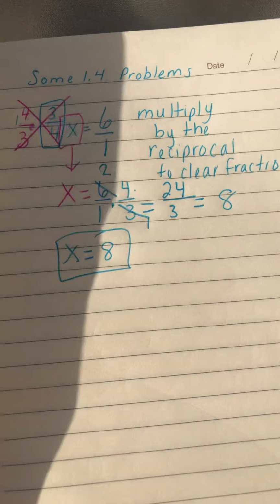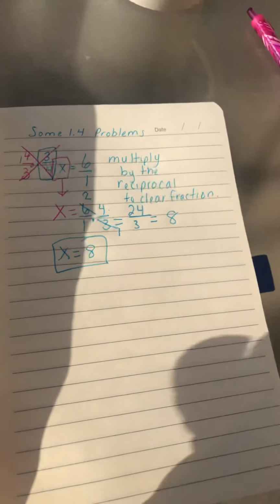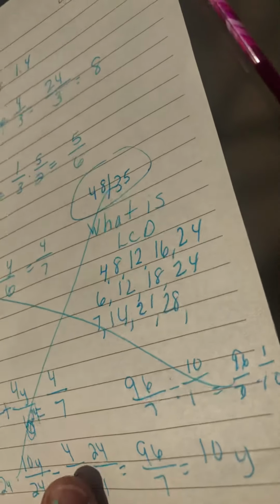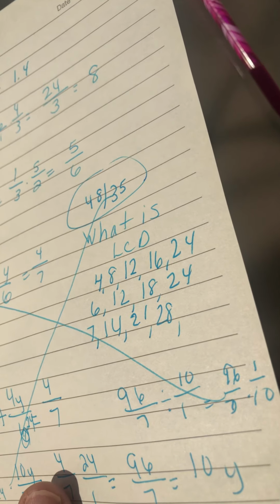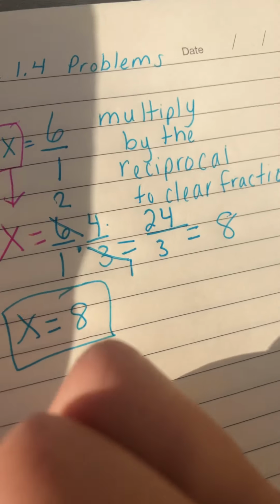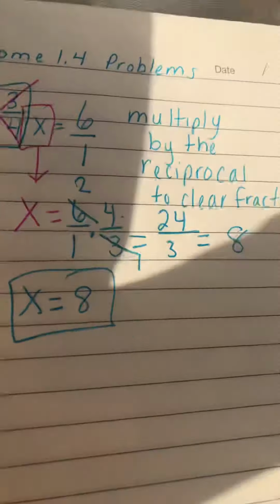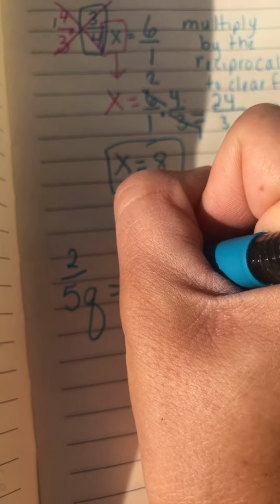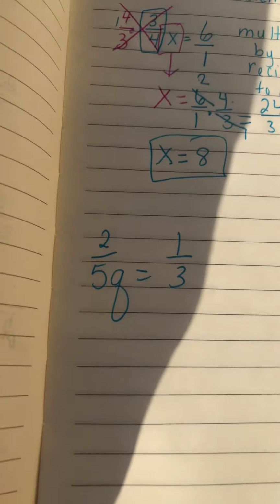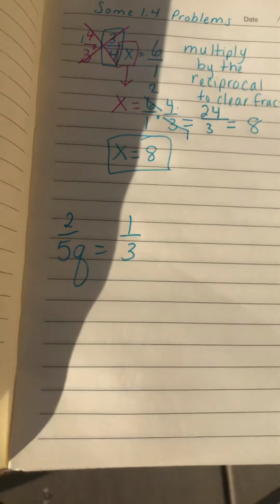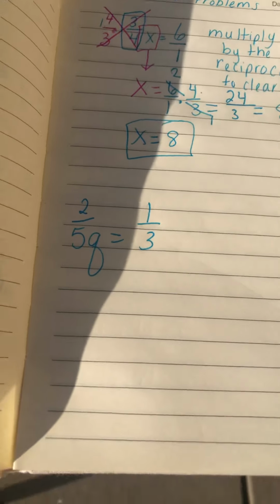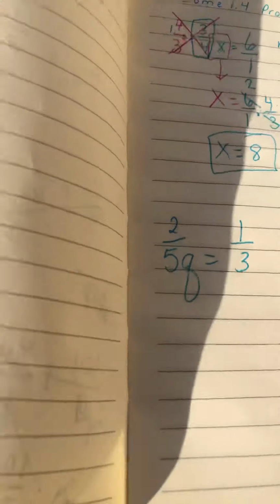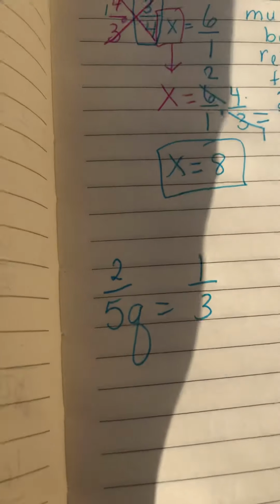All right, let's look at another one. Let's say we have 2/5 q equals 1/3. Hold on while I write this down. 2/5 times q equals 1/3. Okay, if we have something like this that we're working with, then we're again wanting to get the q by itself.